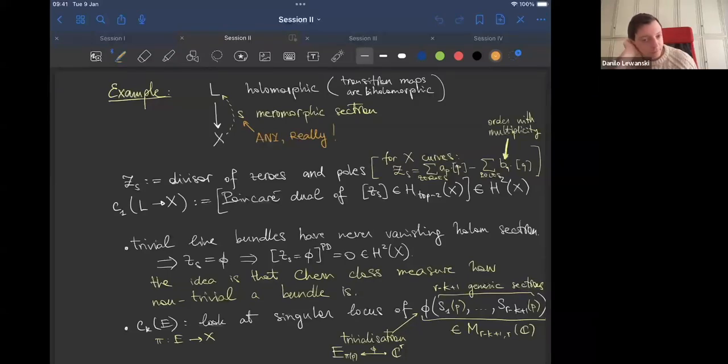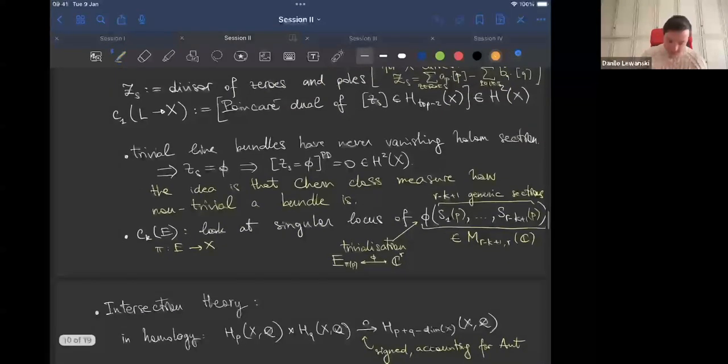Okay, very good. And of course, it's a non-trivial result, the fact that you can pick any meromorphic section. It's just topological, so if you change the meromorphic section, the cohomology class would be the same. This is a non-trivial fact, but we have a result that ensures this. Then if you take trivial line bundles, they have never-vanishing holomorphic sections. So this Z_S would be empty, and therefore you find 0. And so you can, naively speaking, think that these Chern classes measure how non-trivial a bundle is.